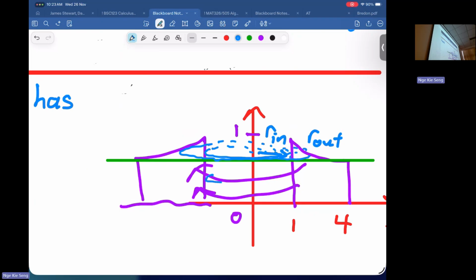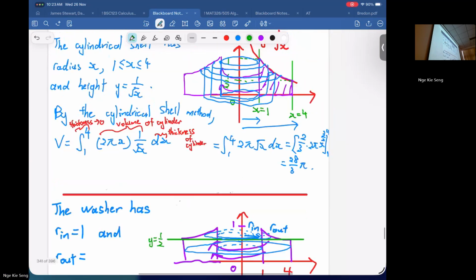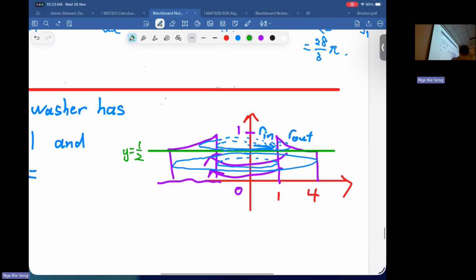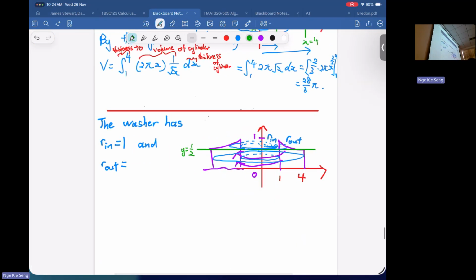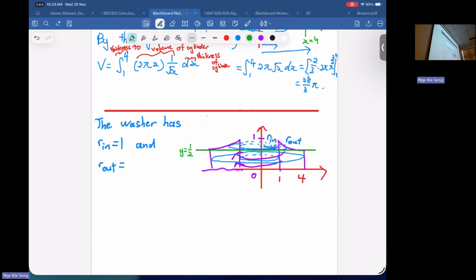Okay, at the bottom, R in like this. Then R out. Can you see that at this line here, this line is y equals to half. This is this half here. R out is different. You can see that R out splits into two parts.